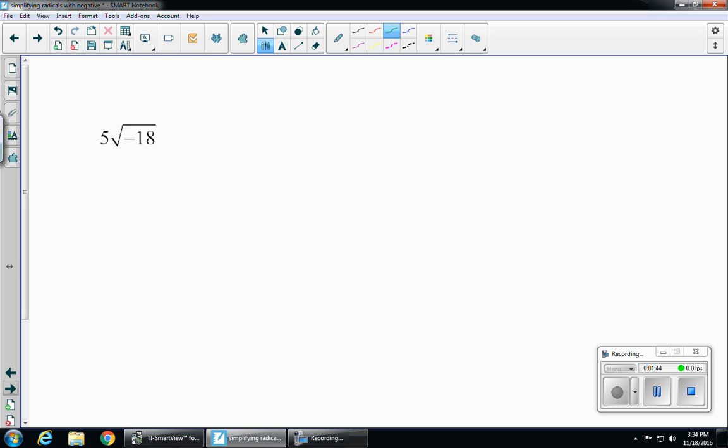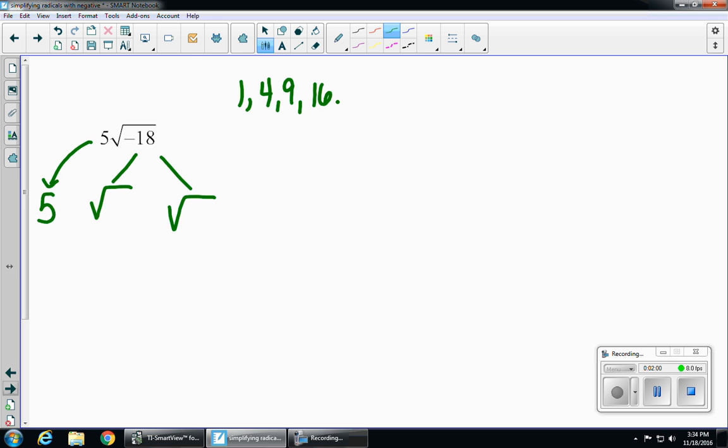Let's take a look at an example here. So just like before, I'm going to split this radical into two pieces. And I'm going to keep this 5 over here on the outside. So I'm looking for a perfect square that goes in evenly. Remember, your perfect squares are 1, 4, 9, 16, 25, 36, and they continue. So I want two numbers that multiply to 18, one of which is a perfect square.